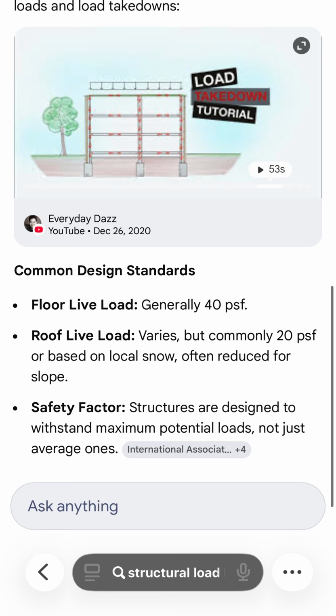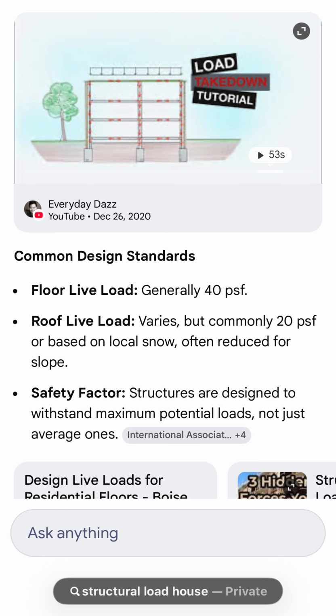Well, I'm going to skip down to common design standards. It says floor live load, general 40 PSF. Roof live load varies, but commonly 20 PSF or based on local snow, often reduced for slope. Safety factor, it says structures are designed to withstand maximum potential loads, not just average ones.